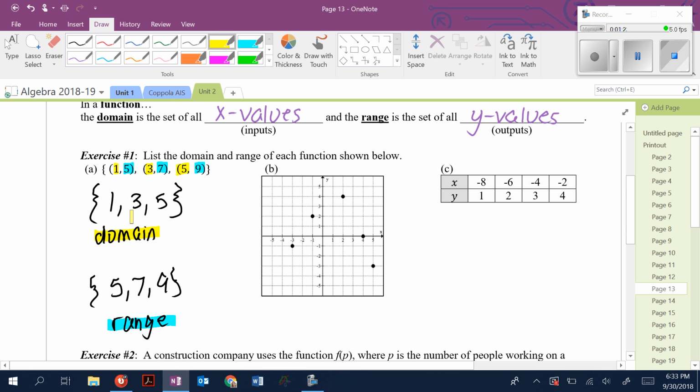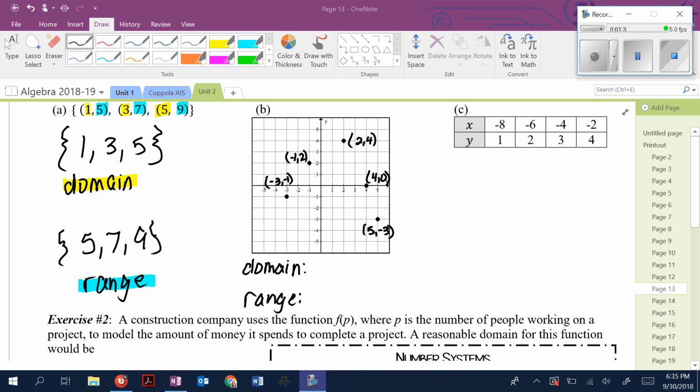Let's do the same thing for B. So B, we're dealing with all of the points here. I'm just going to take a minute to label the points. All right, so here I have all of my points labeled. Hopefully I have those all right. I'm going to highlight the domain, the x values in yellow, and all of the range values in blue.